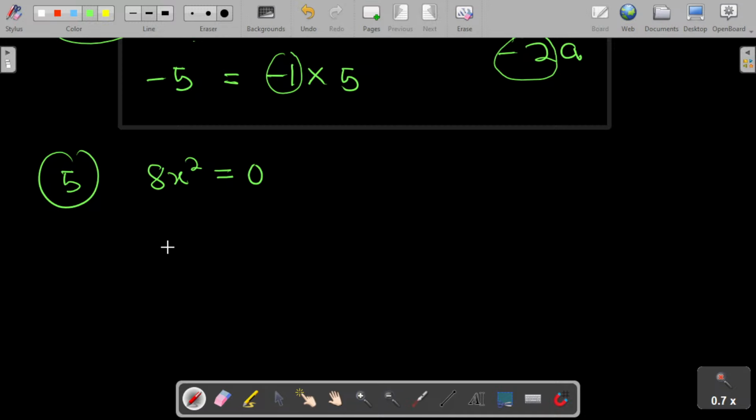What is your A, B, and C? Look at that one. I'm going to give another one. What if we have something like 8x squared equal to, let's say, 7? Remember that you can only get your A, B, and C when your right hand side is 0. So if it is not 0, you need to take whatever that is there to the left hand side before determining your A, B, and C.